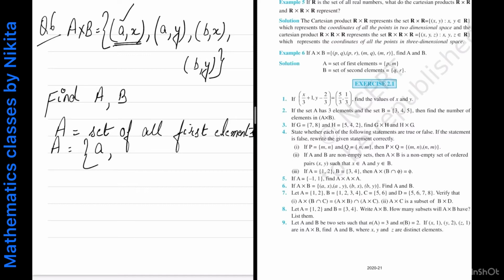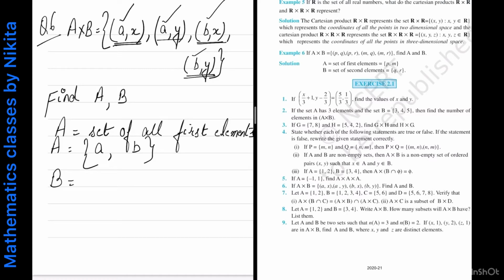Now note one thing, whenever you write a set, the repetition of the elements is not allowed and the order is not important. Now you pick the second ordered pair. Again the first element is a. a we have already written, so we will not write it again. Then the next ordered pair, the first element is b, so we will write b. Then the last ordered pair, the first element is b but b is already there, so therefore the set A is equal to {a, b}.